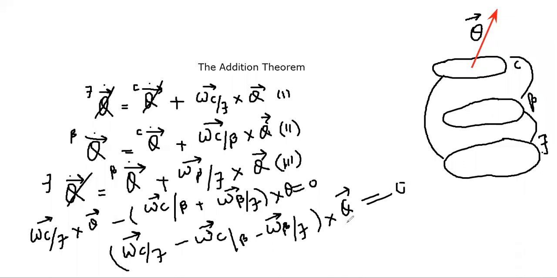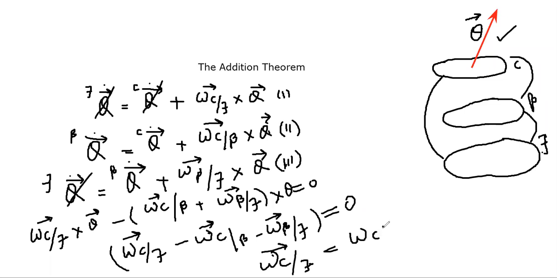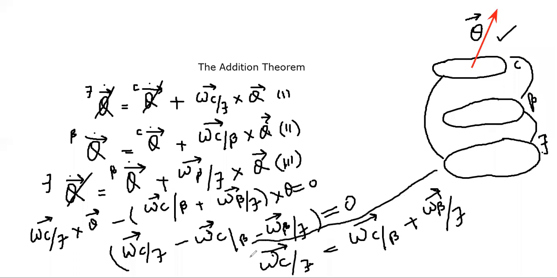Okay, q cannot be equal to 0 because q is a well-established non-zero vector. Therefore this term is equal to 0, which implies the angular velocity of c with respect to ground is equal to the angular velocity of c with respect to beta plus the angular velocity of beta with respect to ground. This is the expression that we were trying to derive.